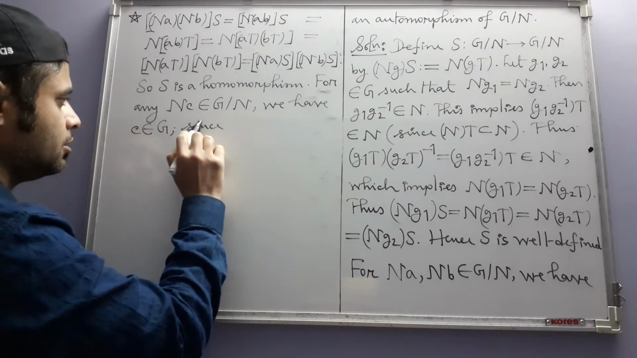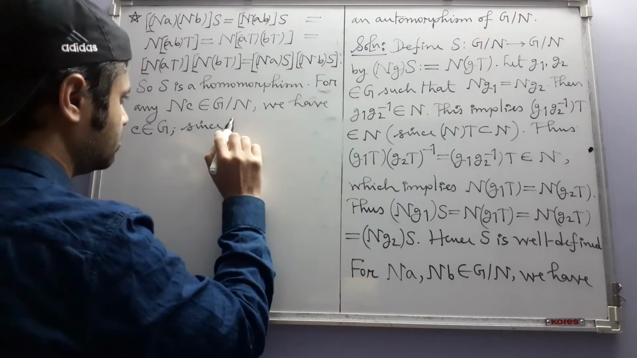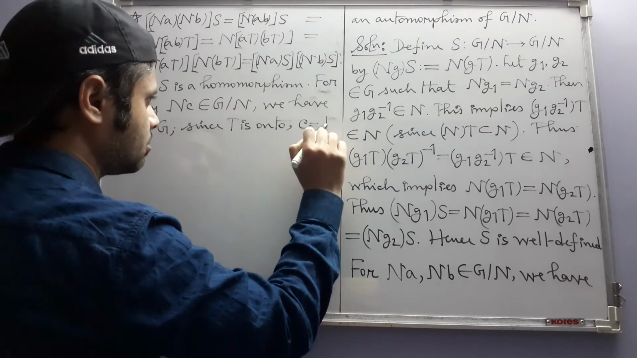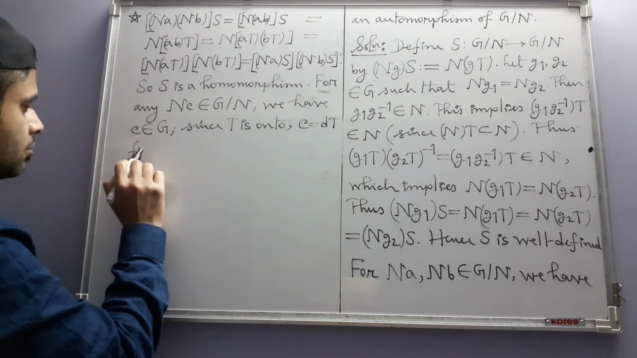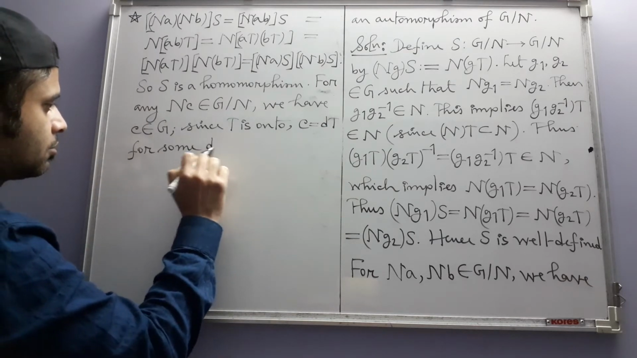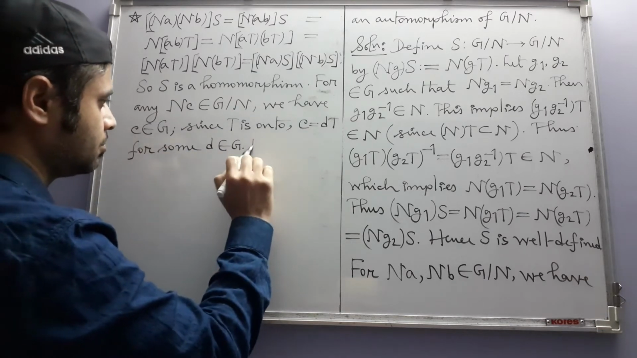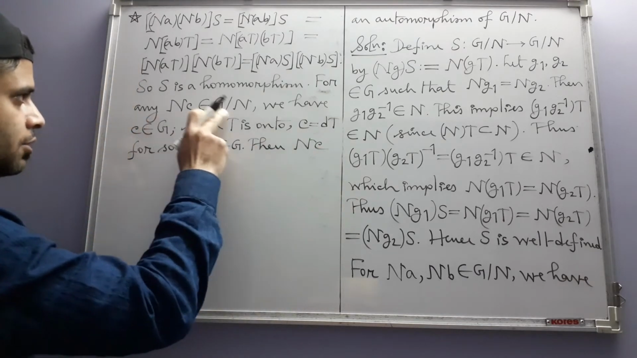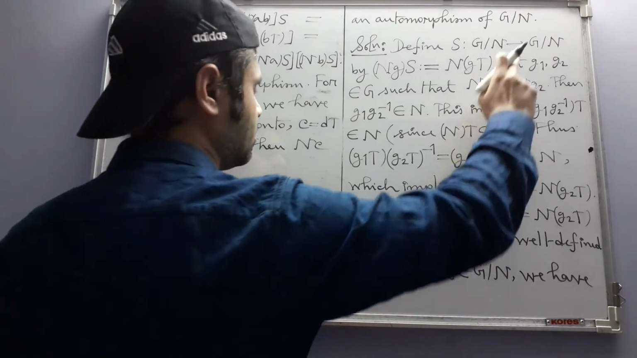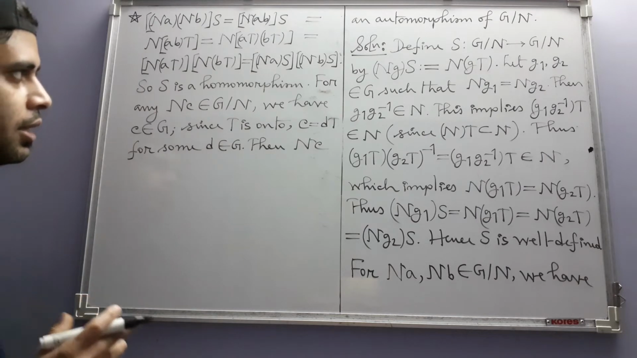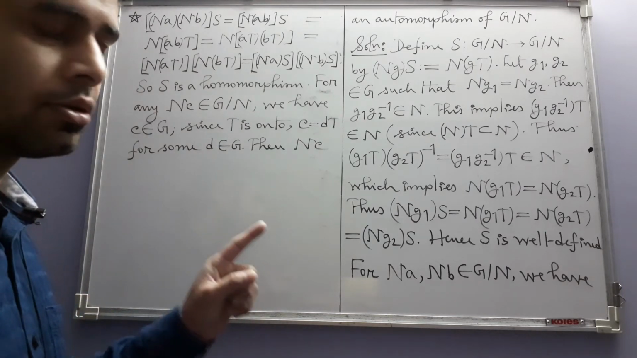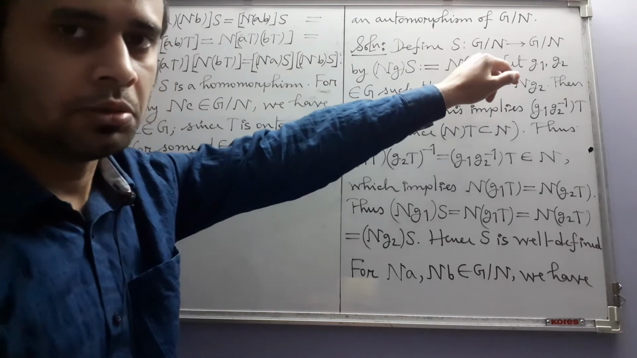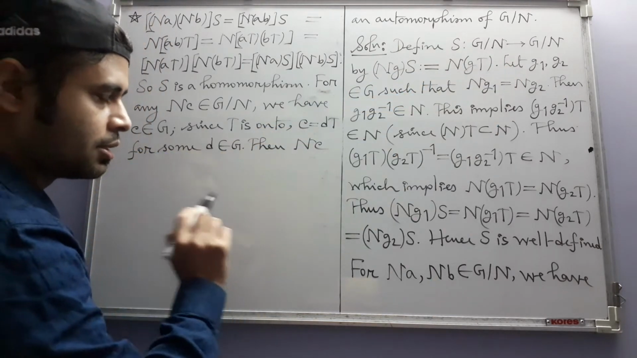Now, since T is an automorphism of G, so T is onto. So C is equal to dt for some t belonging to G. This arbitrarily chosen nc from G by N, where in this context you should think of G by N as this second one. So now we are trying to show that our function capital S is onto. So we need to show that this nc is the S image of something from the domain G by N. So we are doing all these things for that something.